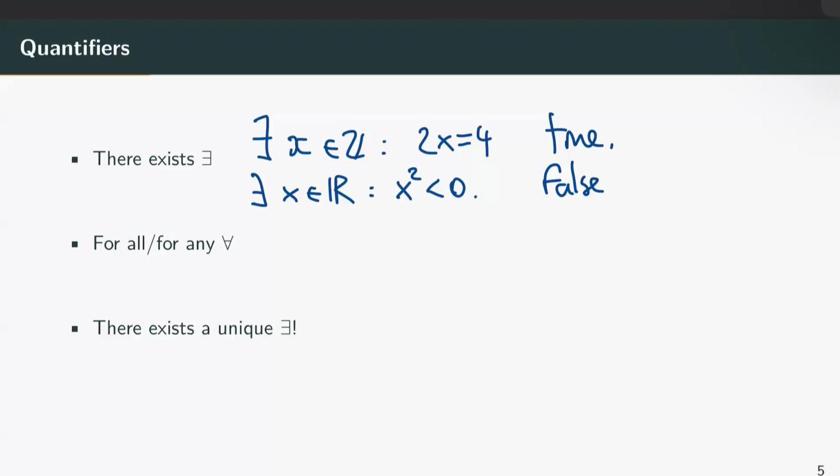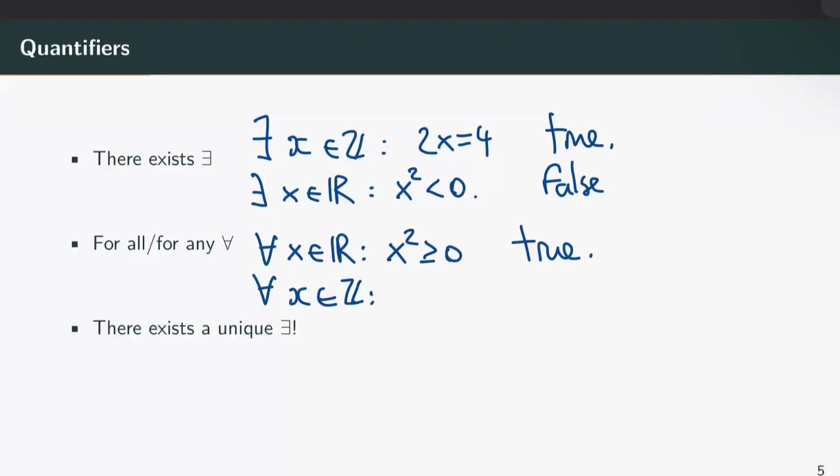Okay, the for all quantifier requires it to be always true. So for instance, for all x in R, x squared is greater than or equal to 0. This is a true statement. But for all x in Z, 2x equals 4, that one's false. It's not true for every x, it's only true for some x's.